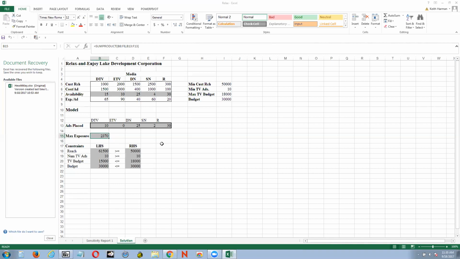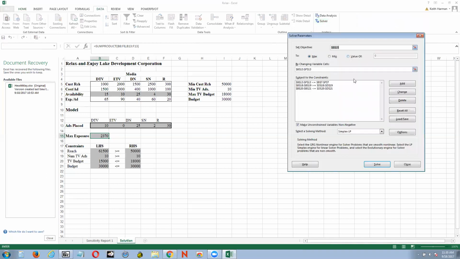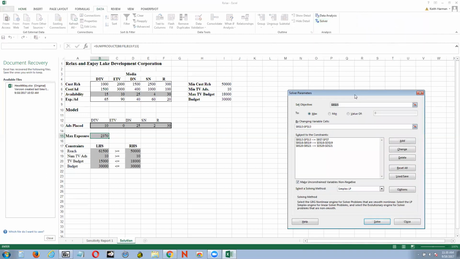Now, if you take a look here at this Relax and Enjoy Development Corp, they are trying to get maximum exposure, okay? Let's click on data, okay? And we'll look at the solver, and we'll see what we're doing, and we're trying to maximize our exposure, so this is a maximization problem.